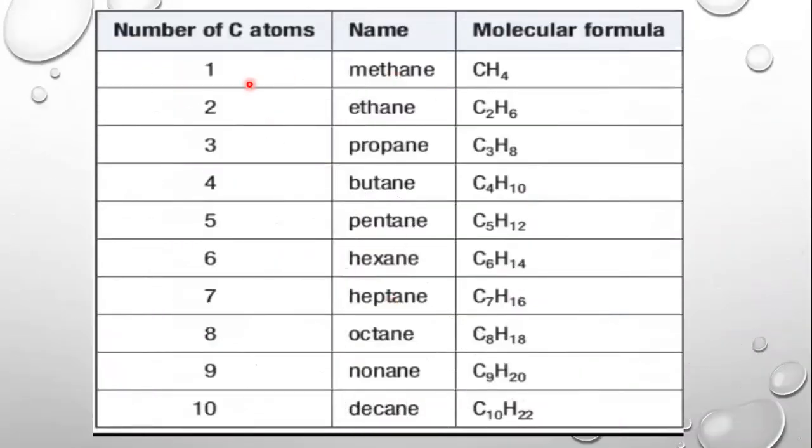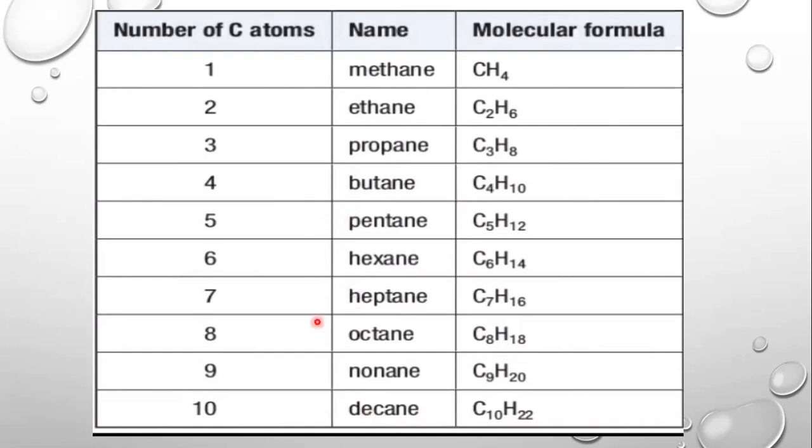Here are some members of the alkane family. First, if carbon is 1, then it is methane. If carbon is 2, then it is ethane. If carbon is 3, then it is propane and its formula is C3H8. If carbon is 4, then it is butane with formula C4H10.